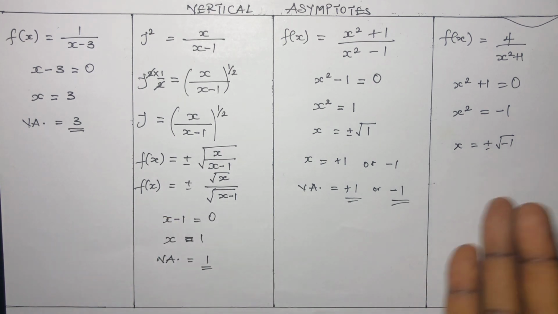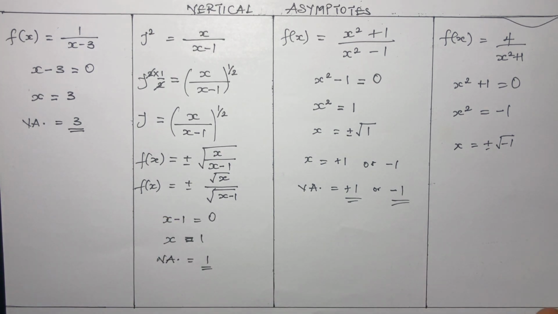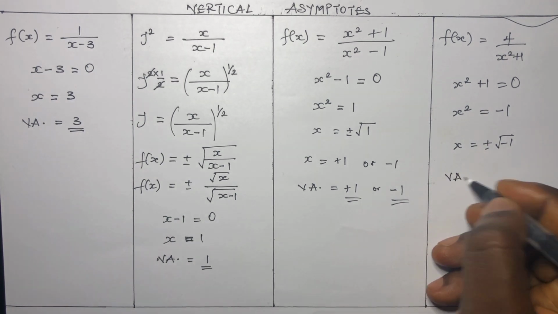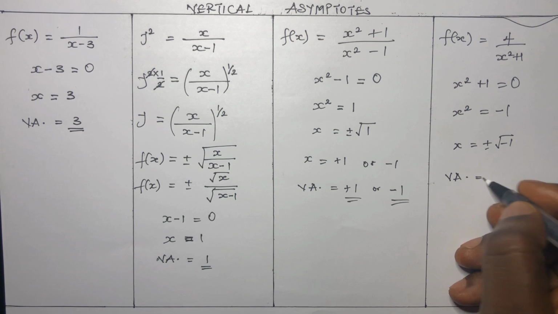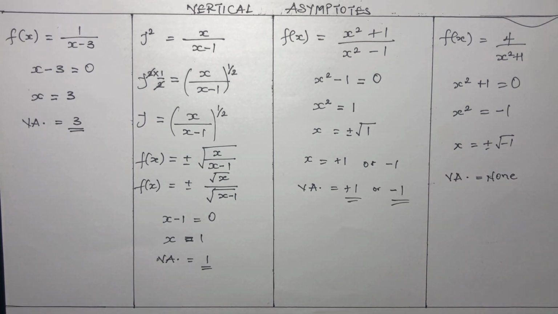So this is now a complex expression. It's no longer a real number. And so the vertical asymptote of this function is none. There is no vertical asymptote. What it means is that there is no invisible line where this function is undefined. All right? So it can actually happen. There are cases where you get to have no vertical asymptotes.